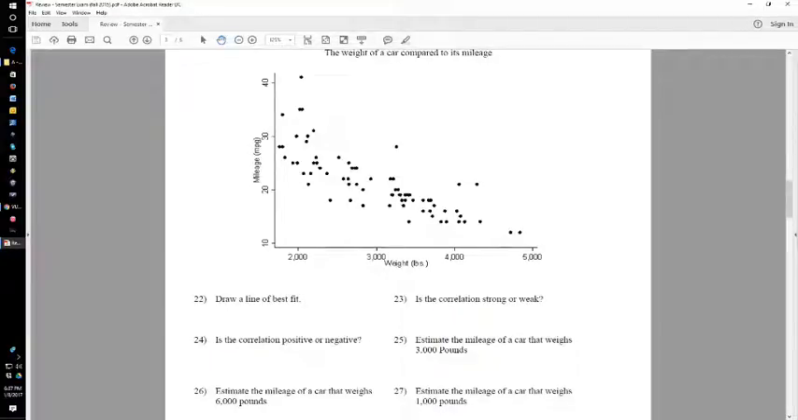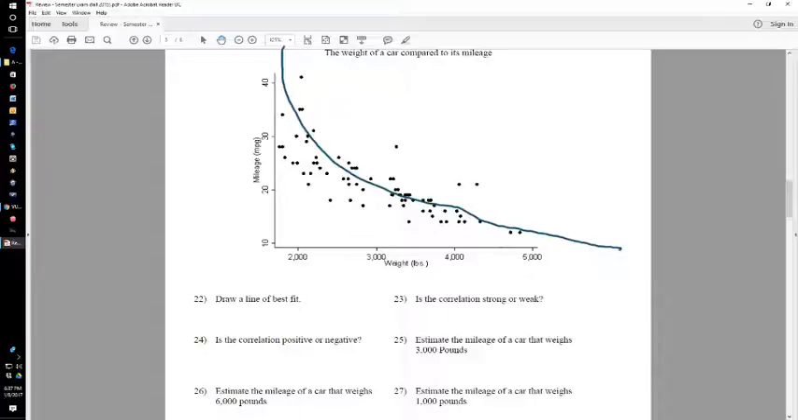Number 22. This has the graph, the weight of a car compared to its mileage. So, first of all, they say draw a line of best fit, which for this one, you really could just draw a straight line through there if you really wanted to. Actually, because of this data up here, it probably is really more like this.